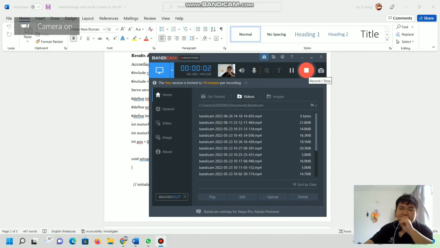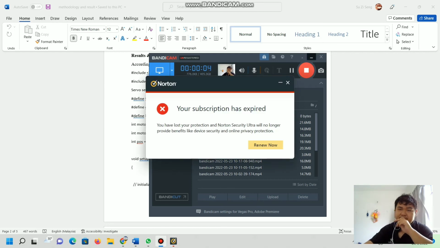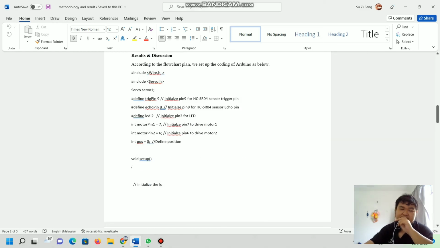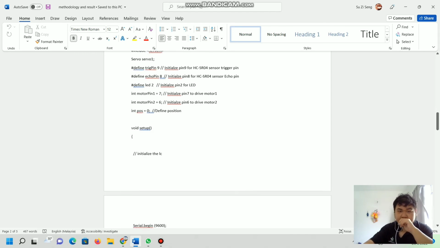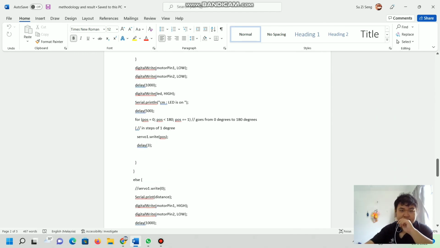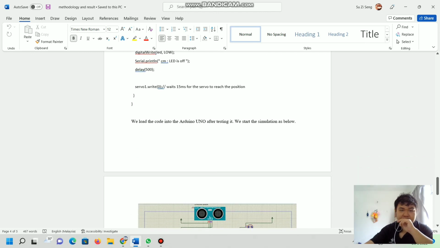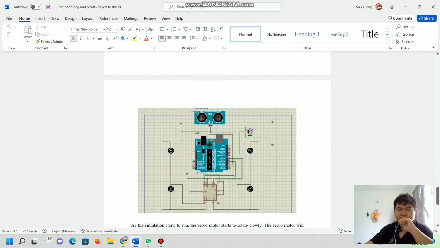A very good morning. My name is Suzy Sen, my number is AE19093. Now I continue with my result and discussion part. According to the previous flowchart, the coding of the Arduino is as below. So this is a copy. After that we load the code into the Arduino Uno, and then test it, and then we start the simulation as below. So this is our simulation.